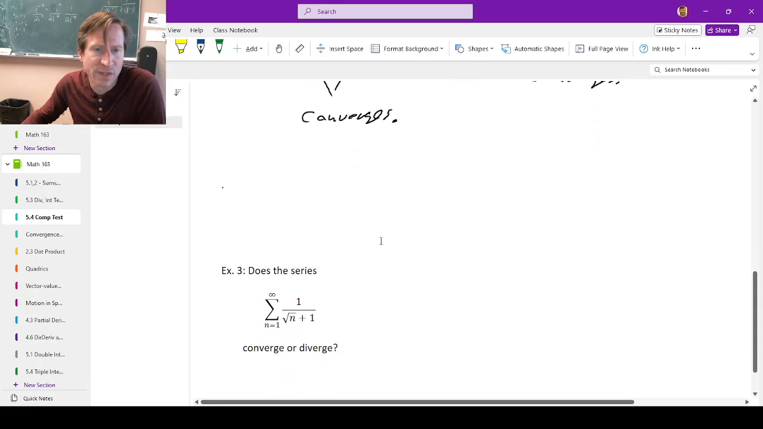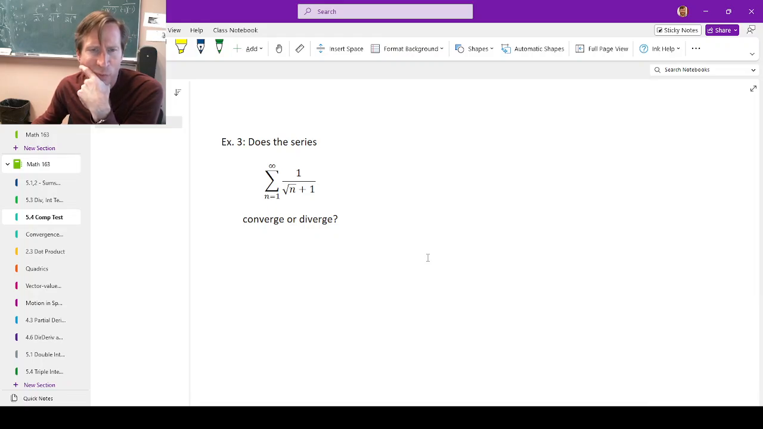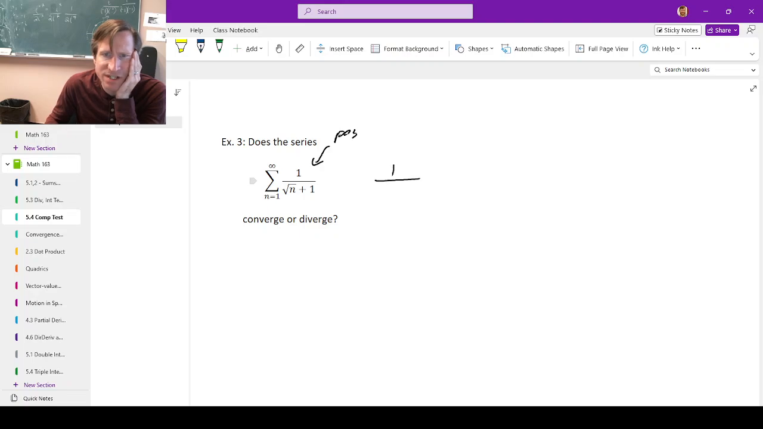Okay, let's look at this one. How about this series? Sum from 1 to infinity of 1 over square root of n plus 1. So, first of all, these terms are positive, right? So what to compare it to? You might try comparing it to 1 over square root of n, right? That seems good, because that's a p-series.